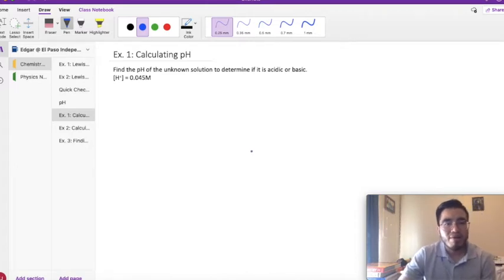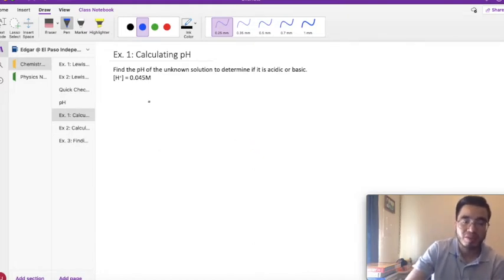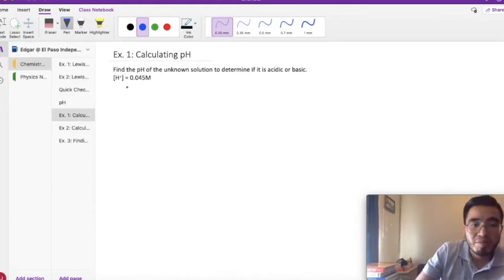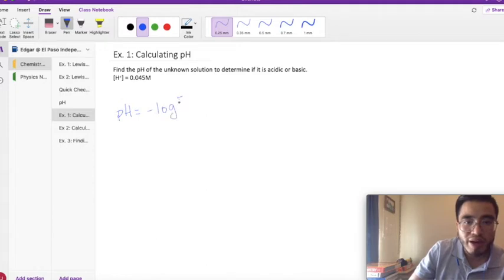It says, find the pH of the unknown solution to determine if it is acidic or basic. And we only have the concentration. Remember, if it's in brackets, it's concentration. So let's write our pH equation. pH is equal to the negative log of the hydrogen ion concentration. And this one is very simple.